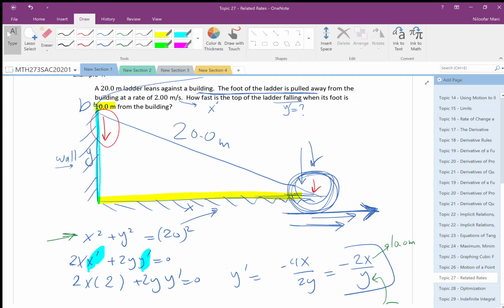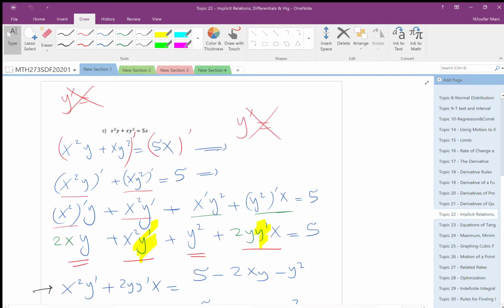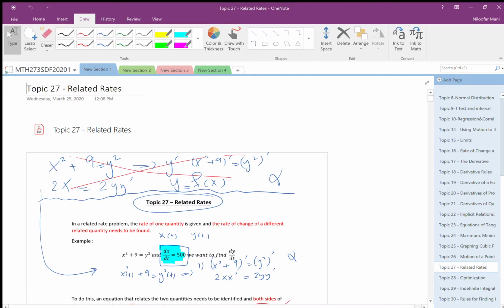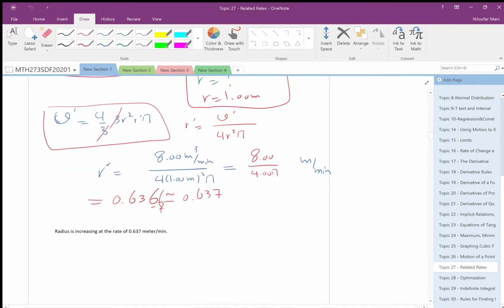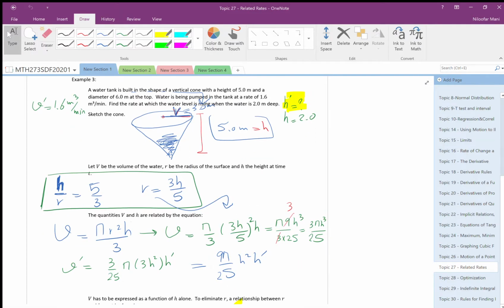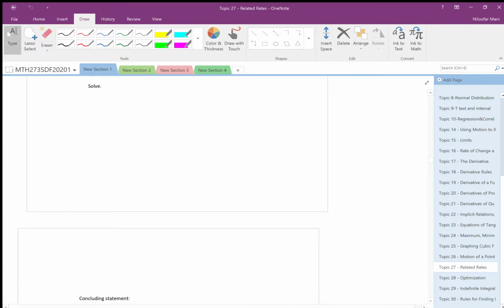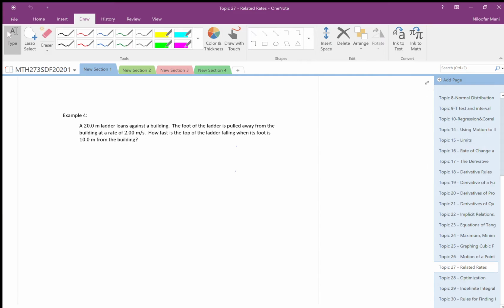So let me go to this one. It's easier because I removed it, since I wanted to redo it, so I removed all of what I wrote.